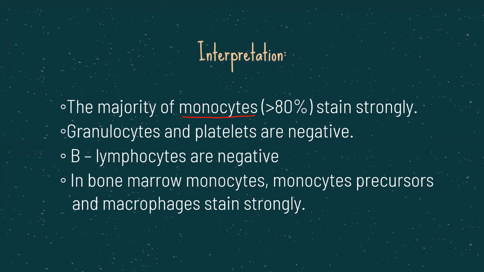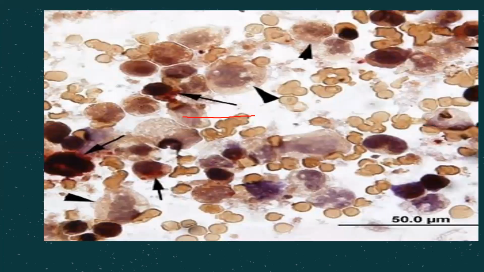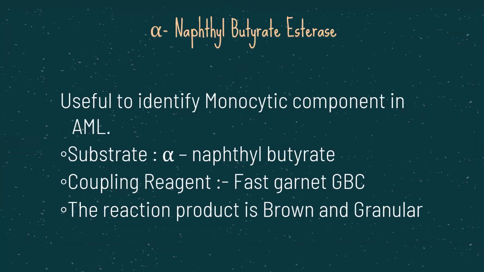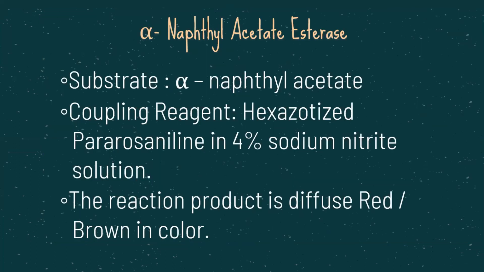So kabaliktaran nung nauna. Okay. The B lymphocytes are also negative. In bone marrow, monocytes, monocyte precursors, and macrophages also is positive. Okay, they stain strongly as well. Okay, so here is your positive reaction. This one, yung may mga arrow. Okay, so it's dark brown. Brown and granular, yes. Okay.